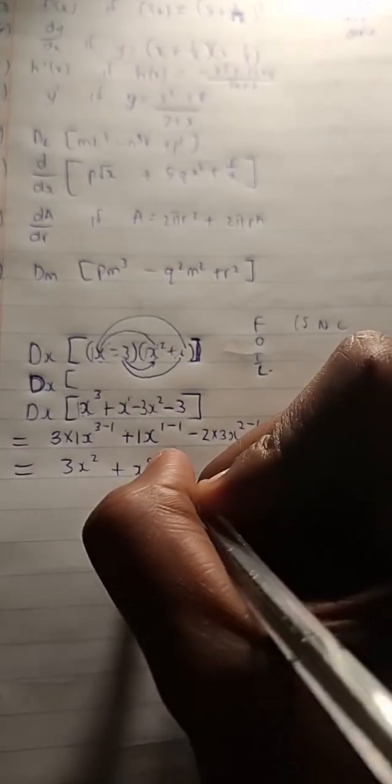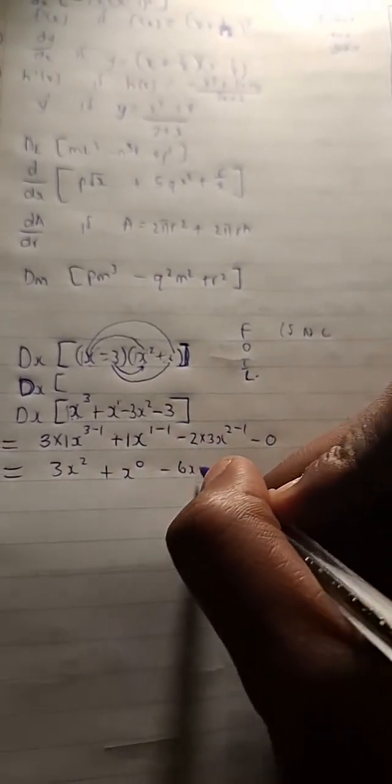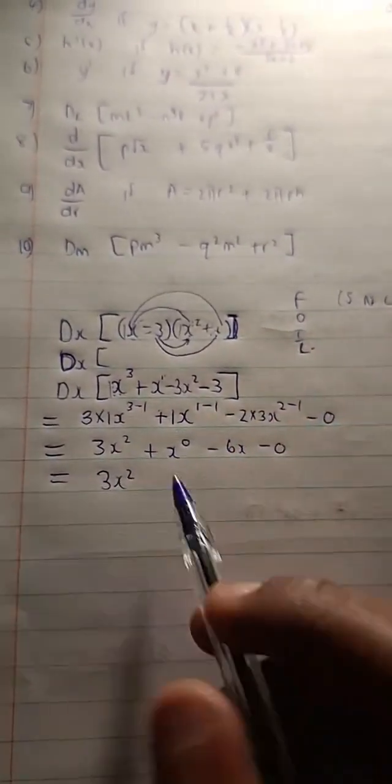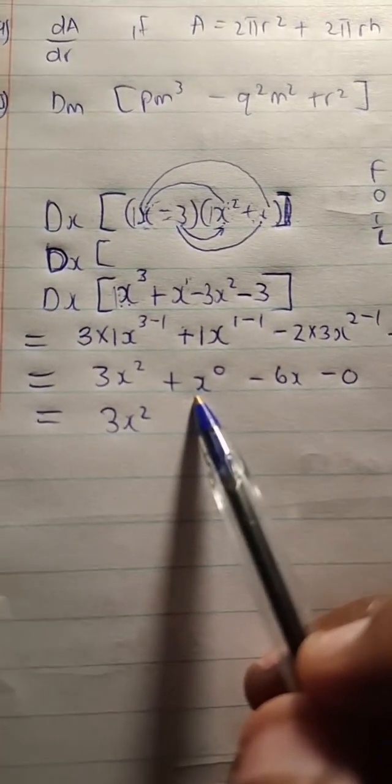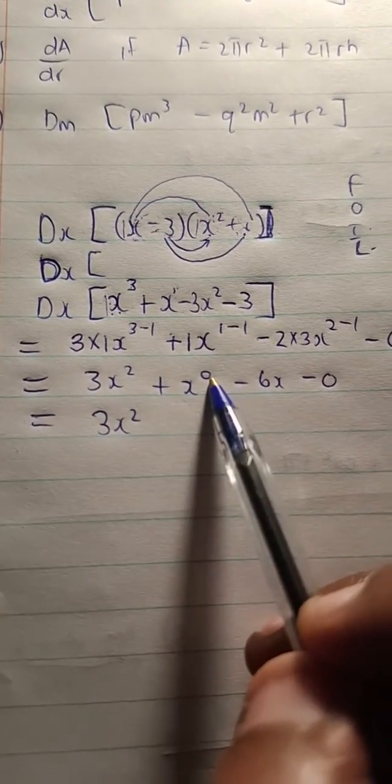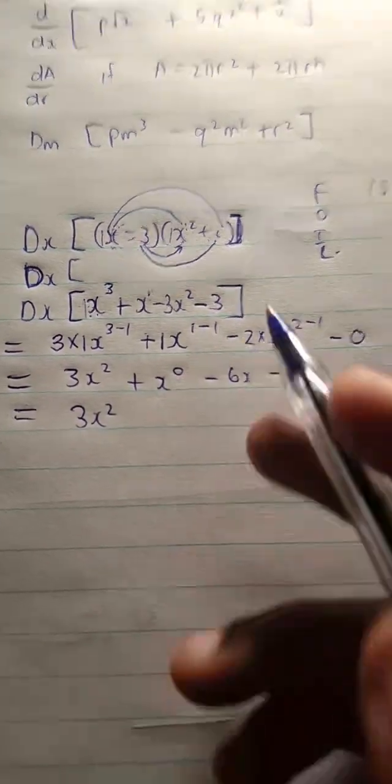So 3 times 1 here gives us 3. We have x to the power 2 plus x to the power 0 minus 6x minus that 0. And then finally, we can write this as 3x squared. Now, if you remember anything about variables raised to a certain exponent, for instance, 0 here, x to the power 0 will give us 1.